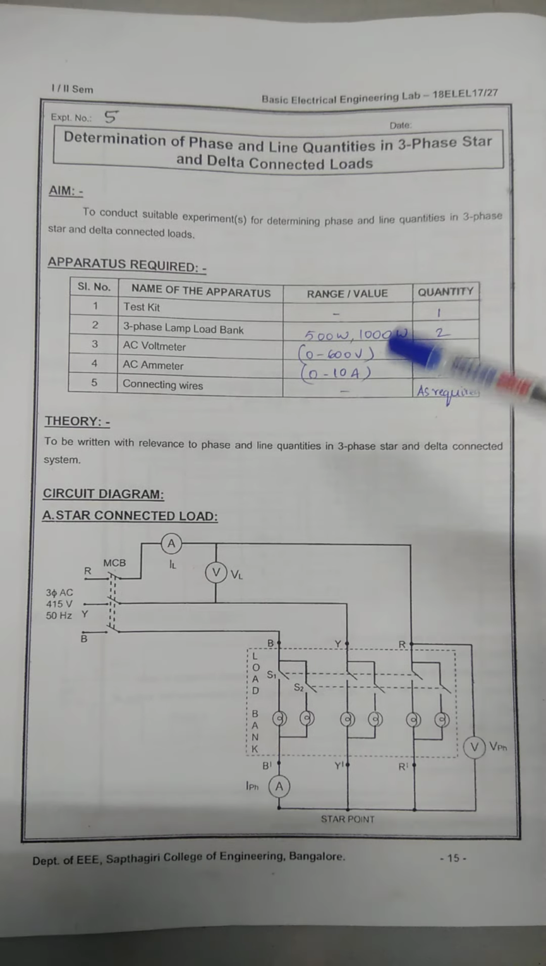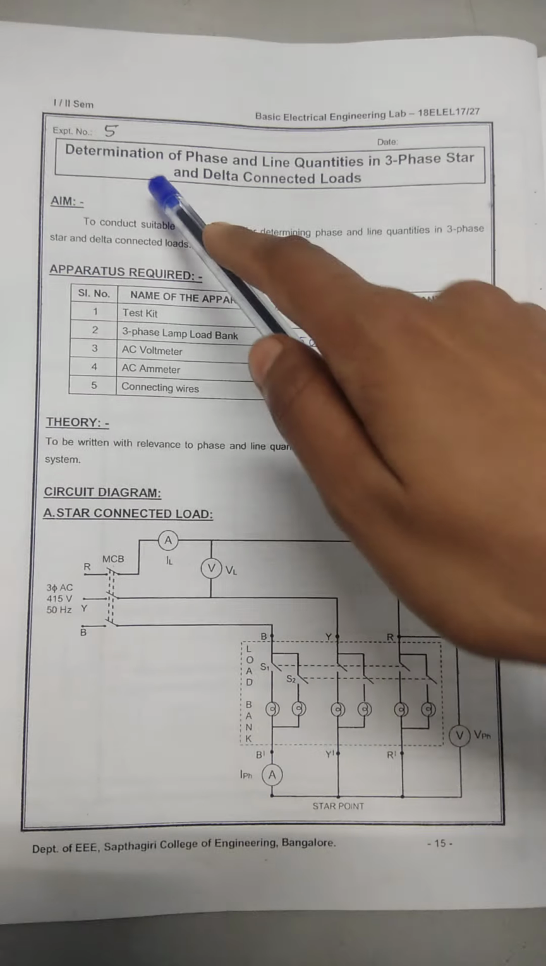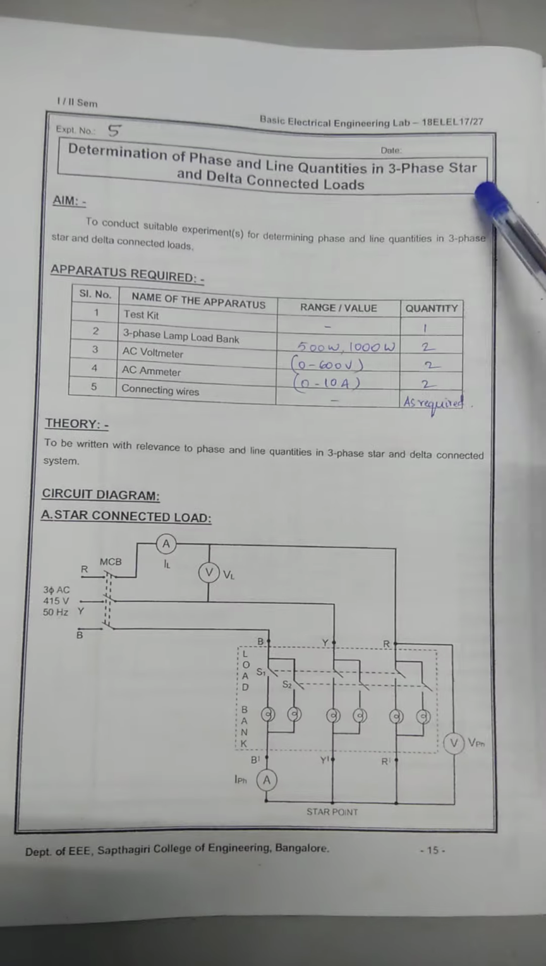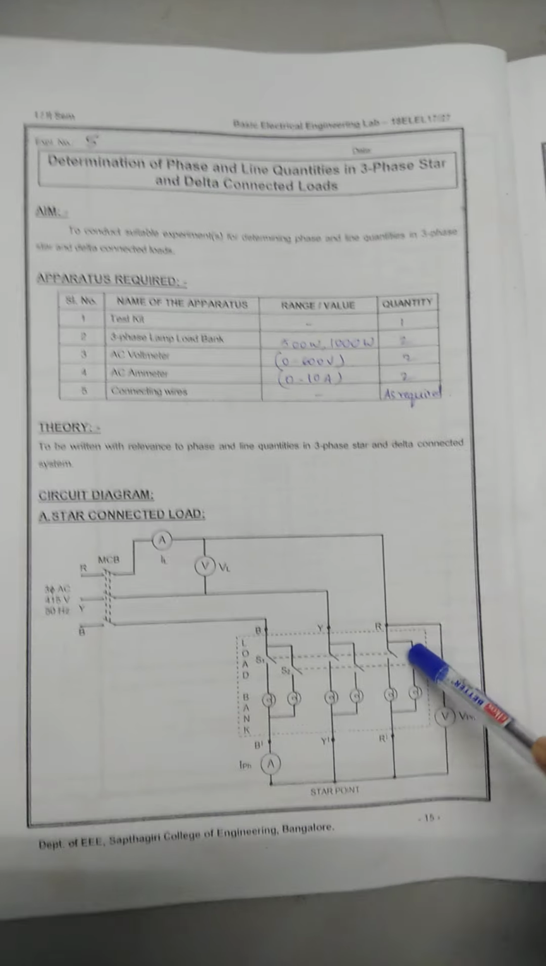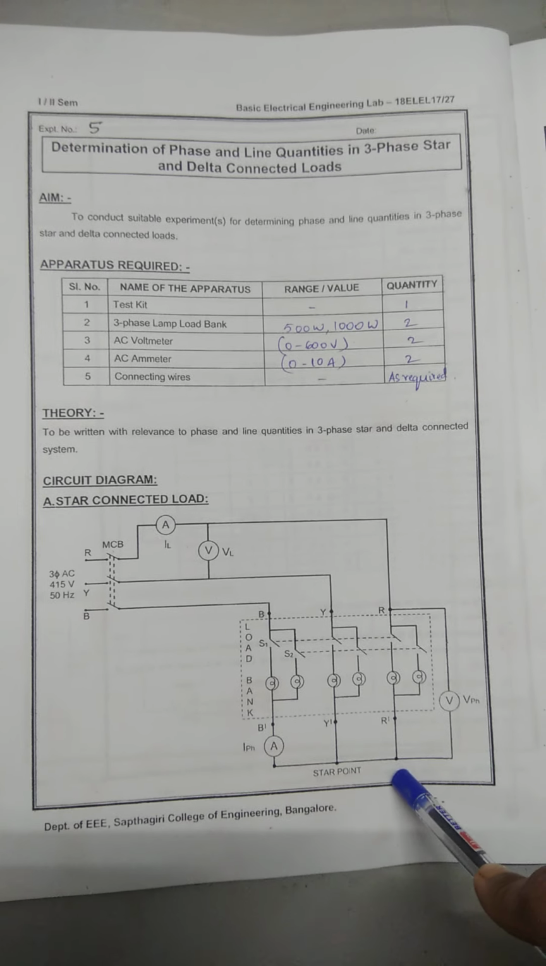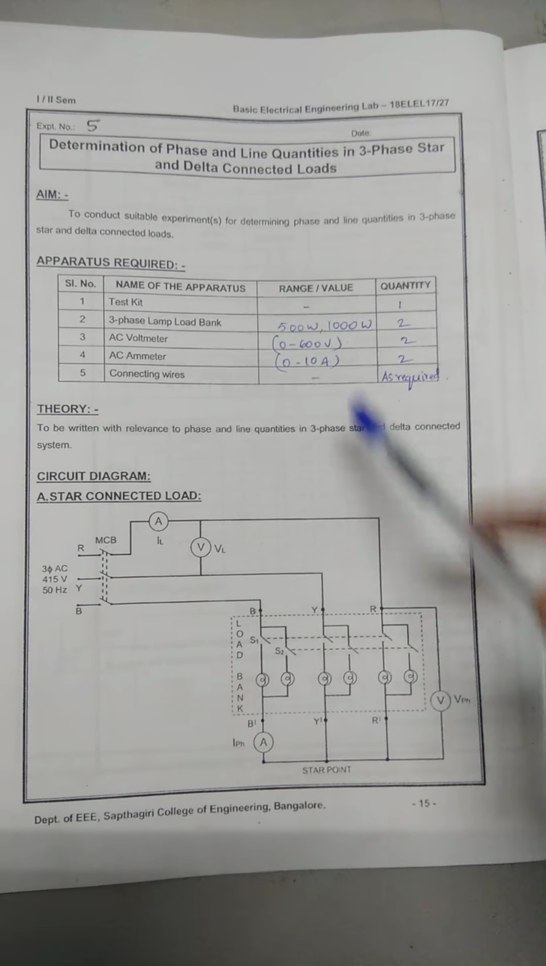So in this experiment, we are going to explain the determination of phase and line quantities in three-phase star and delta connected loads. The aim of the experiment is to conduct a suitable experiment for determining the phase and line values in three-phase star and delta connected loads.